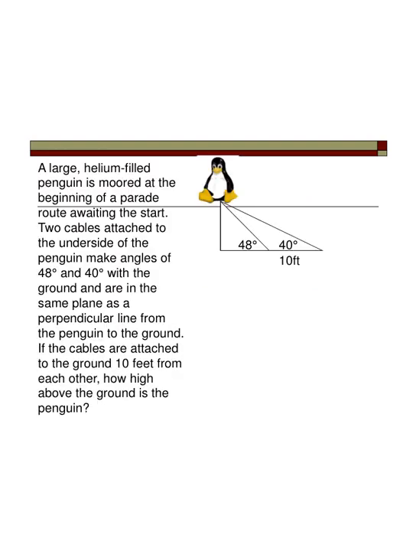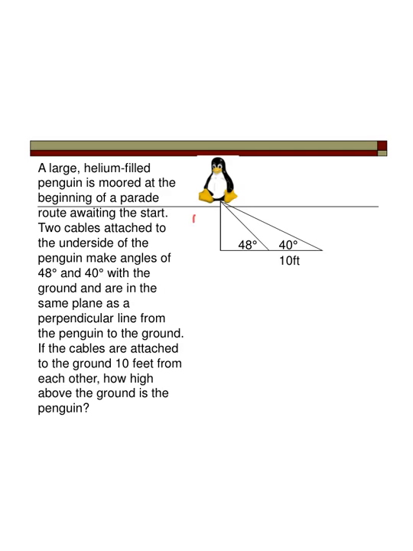For our last problem, we have a large helium-filled penguin, which is moored at the beginning of a parade, waiting to start. Two cables are attached to the underside of the penguin that make angles of 48 and 40 degrees with the ground and are in the same plane as the perpendicular line, which basically just means we have right triangles. If the cables are attached to the ground 10 feet from each other, how high above the ground is the penguin?